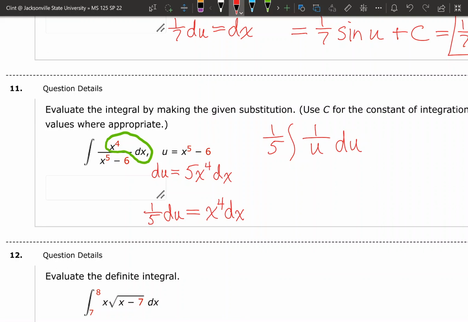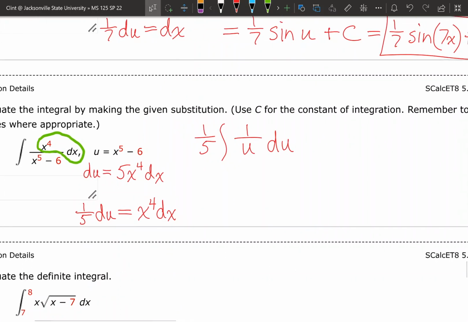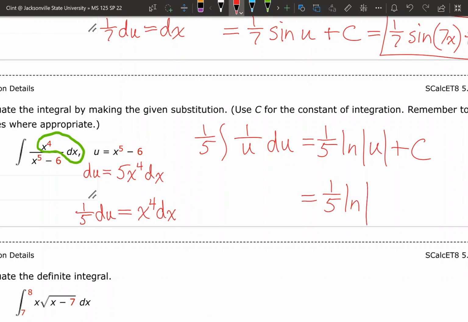And we just need to remember how to get the antiderivative of 1 over something. 1 over a variable to the first power. Remember what that one is? Natural log of absolute value of u. And then we can undo our substitution. So we'll have 1/5 natural log absolute value of x to the 5th minus 6 plus c.